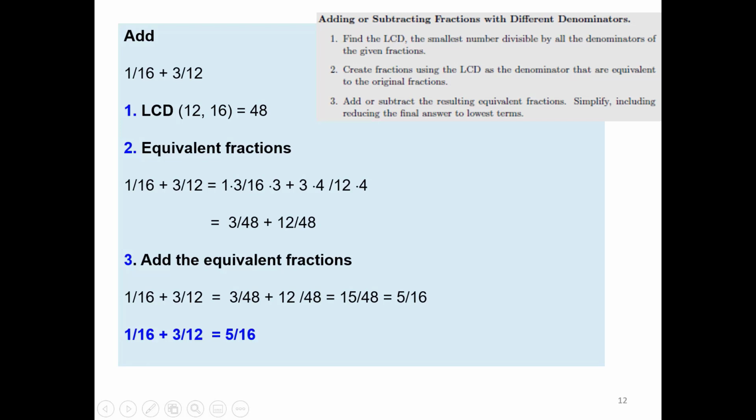Now we just need to add the fractions: add the numerators together and keep the same denominator. Yes, 3 plus 12 is 15, 15 over 48. We can reduce this one. If we divide by 3, 15 divided by 3 is 5, and 48 divided by 3 is 16. And we cannot reduce this fraction. Yes, this is the final answer: 5 over 16.